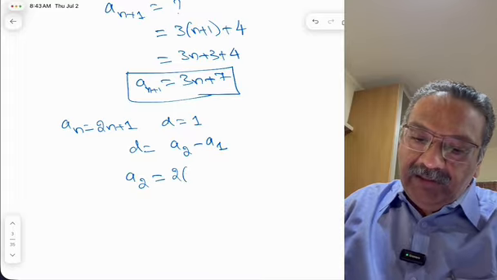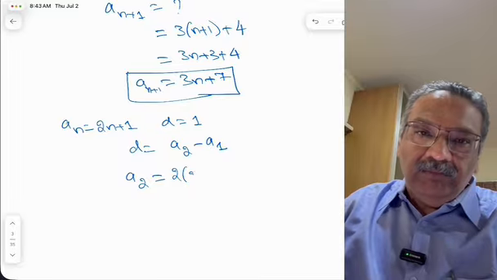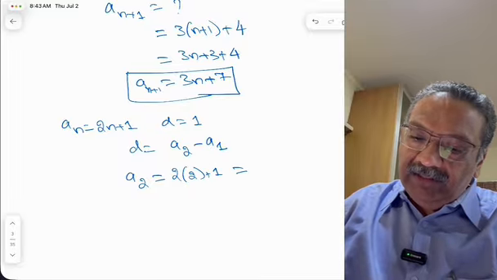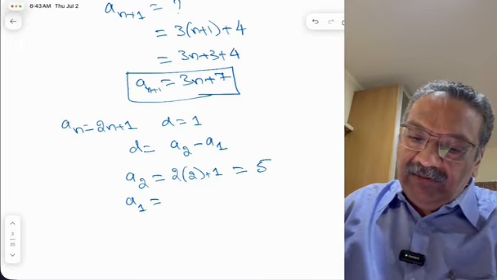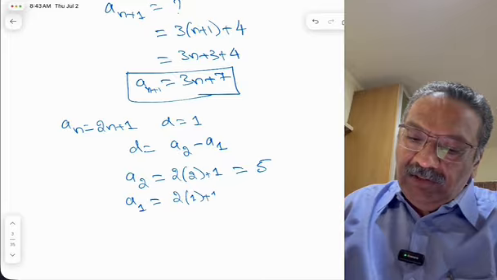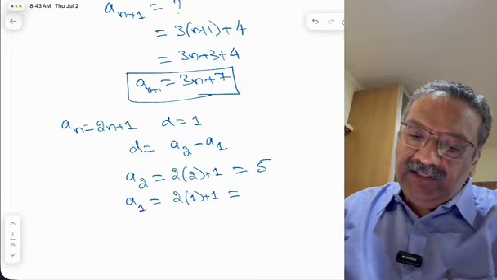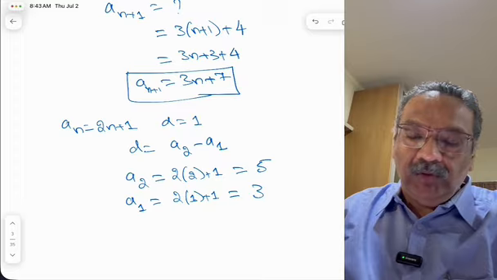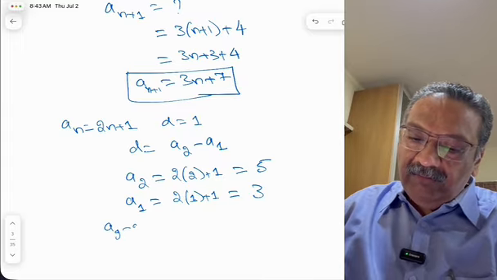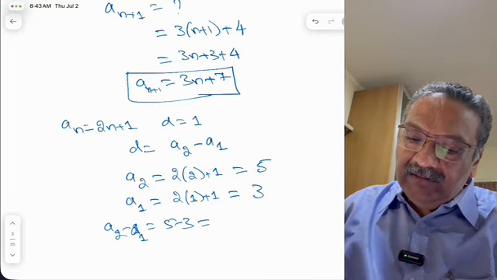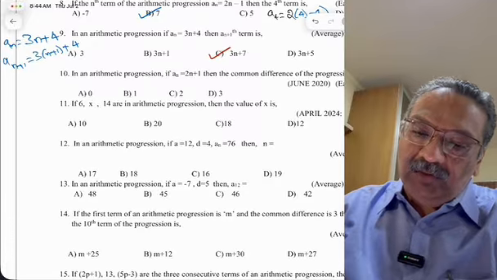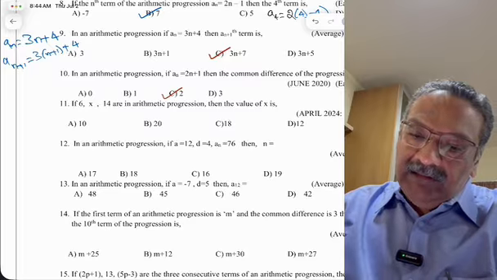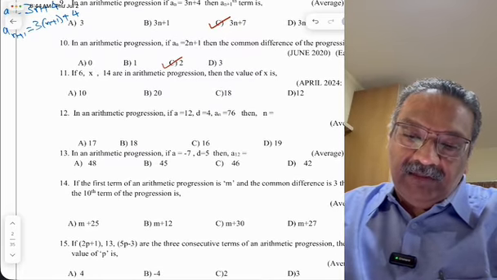What is a2? a2 is, in place of n, put 2: 2 into 2 plus 1, 2 twos are 4 plus 1 is 5. Similarly, a1 is what? a1 is 2 into 1 plus 1, which is 2 ones are 2 plus 1 is 3. So a2 minus a1 is equal to 5 minus 3, which is 2. So the answer here is common difference is 2, which is C. Let us come to the 11th one.